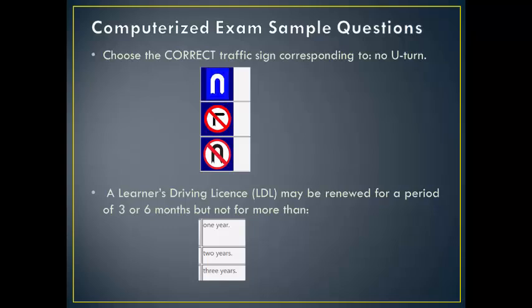Then another question I have taken as a sample is: a learner driver license, LDL, may be renewed for a period of 3 or 6 months, but not for more than how many years? Once you read through the reading material and attend the class attentively, you will have an idea of the rule, that it can be renewed for not more than 2 years. So number 2 is the correct answer. These 2 questions are just sample questions to give you an idea of what type of questions you will face in the exam.